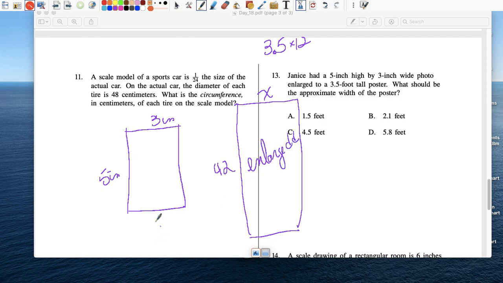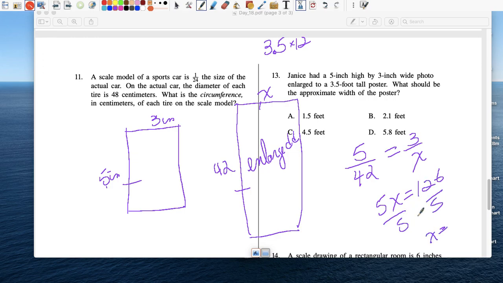Because they're similar, we can set up a proportion. The ratio of 5 and 42 is the same as the ratio of 3 and x. Cross multiply, we get 5x equals 42 times 3, which is 126. Divide both sides by 5, and x equals 25.2 inches.